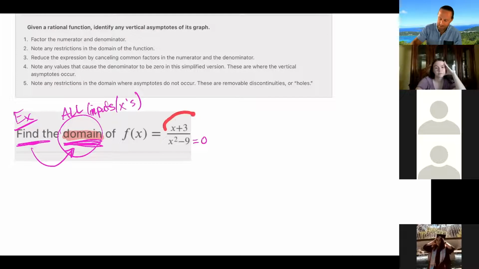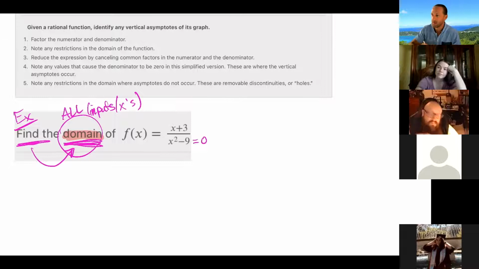Are we seriously going to sit here and test every single x value? You can't. You die trying. Because there's an infinite amount of numbers. There's an infinite amount of numbers between 0 and 1, let alone to infinity and negative infinity. So, no, we can't. What we're looking for, Brian, is all the things that what?